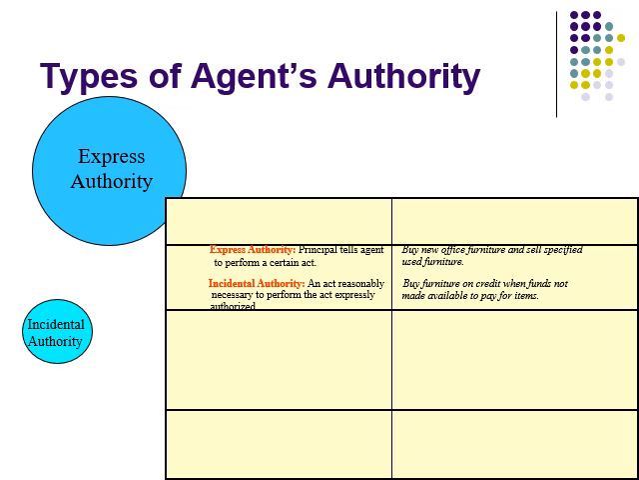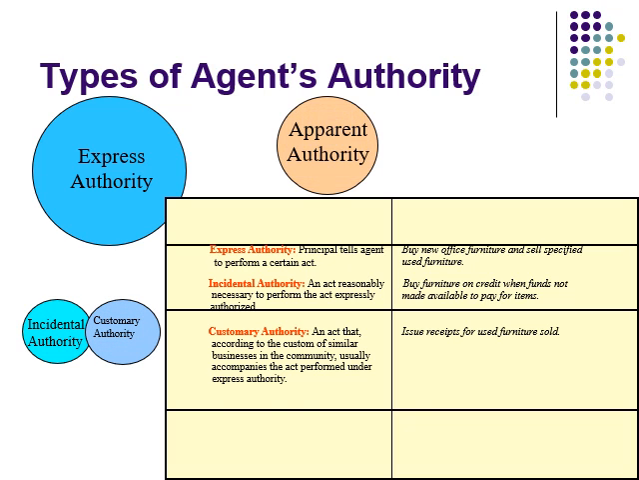The agent can also have incidental authority. Incidental authority is any act reasonably necessary to perform the act expressly authorized. So if the agent was told to buy new furniture but not given cash, the agent has the authority to buy the furniture on credit because it's incidental to what is needed to be done to meet the agent's express authority, which is to buy new furniture.